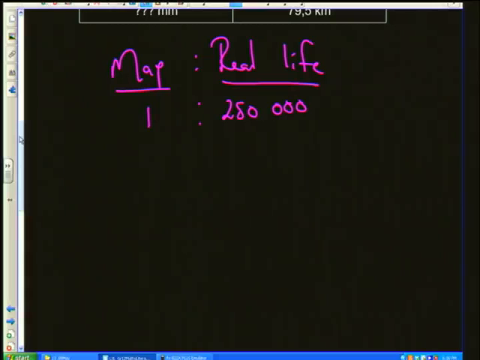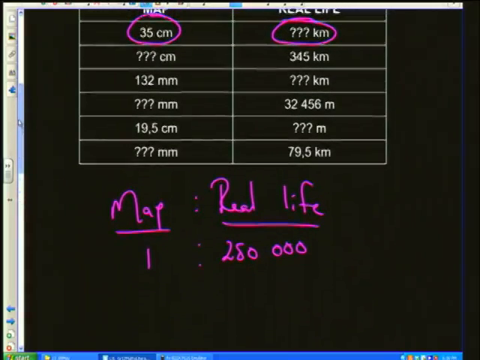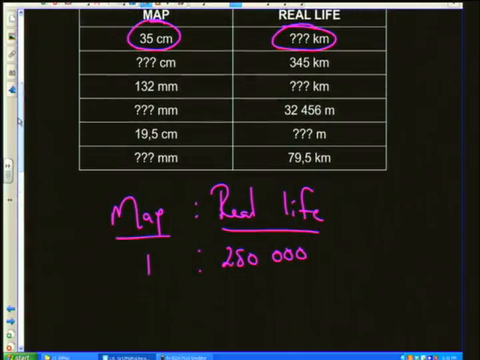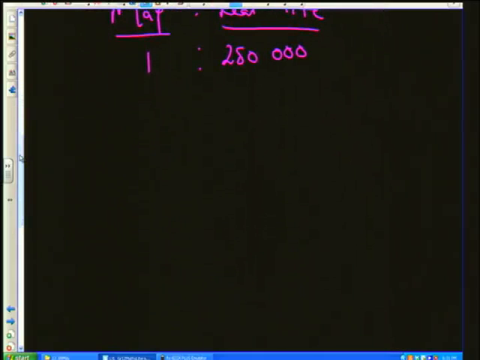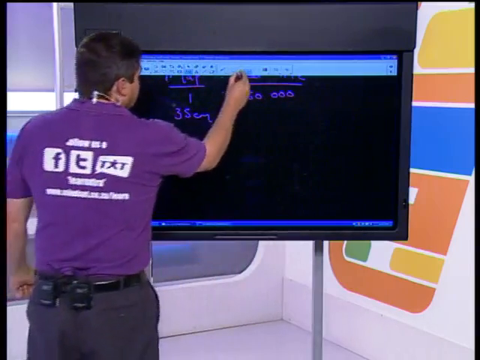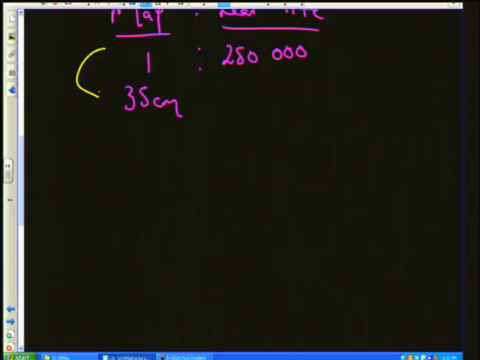Okay. But I don't want to know 1 unit on the map. I've got 35 centimeters. So I want this to be 35 centimeters, not 1. Now, how did I get that 1 to become 35 centimeters? I multiplied it. And so let's do that. We are going to say, to get that to there, we're going to multiply by 35 centimeters.